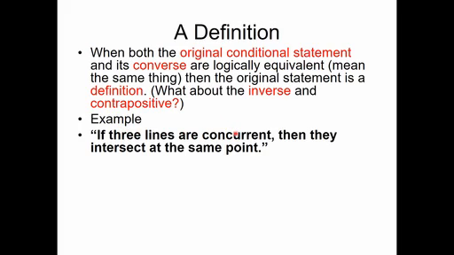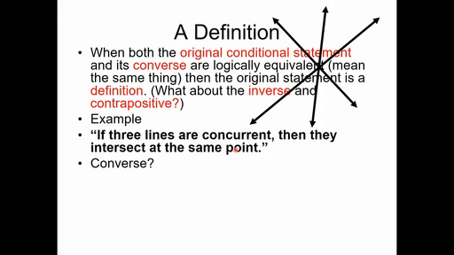If three lines are concurrent, then they intersect at the same point. So if three lines are concurrent, they intersect at the same point. The hypothesis is here. If three lines are concurrent, then they intersect at the same point is the conclusion. What would be the converse of this? Pause it and give yourself a chance.